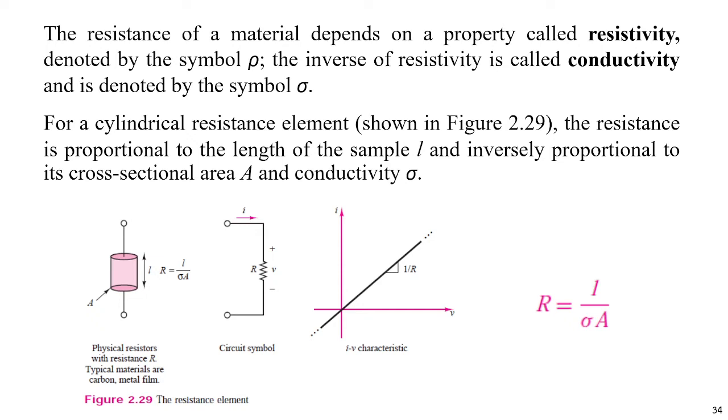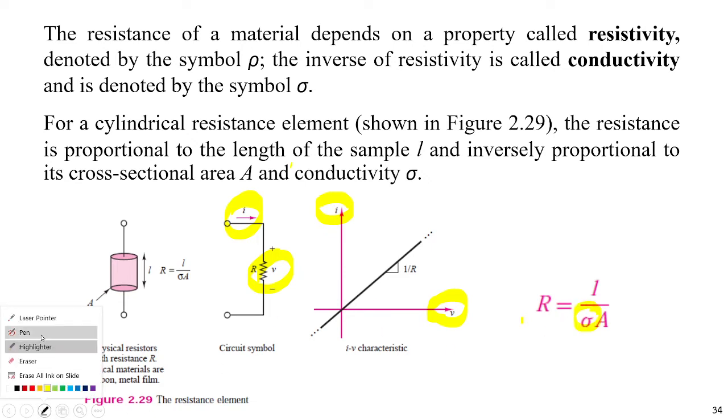All elements always have resistance. This is the relation between voltage and current. If we increase the voltage, the current will increase. On the other hand, if we increase the current, the voltage across the element will increase also. The resistance is equal to L over conductivity times A, sigma.